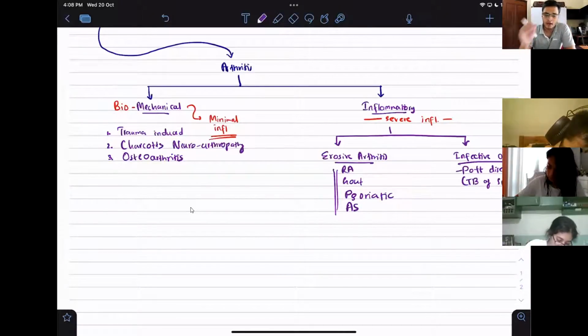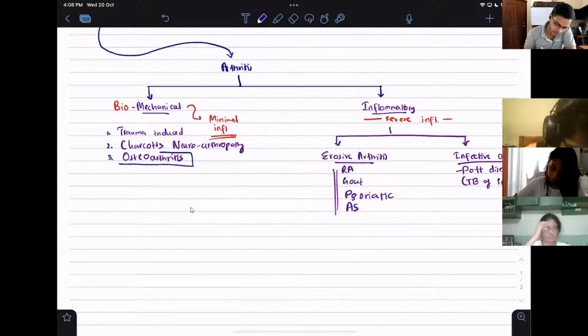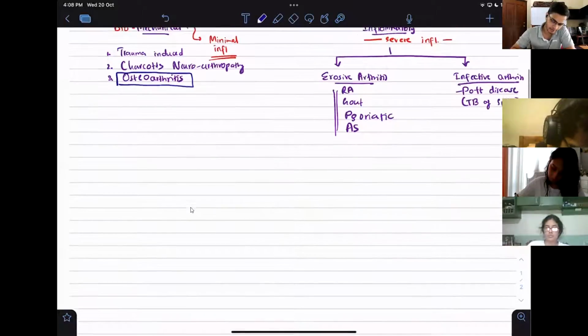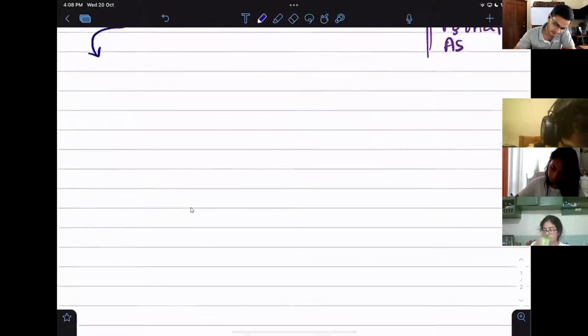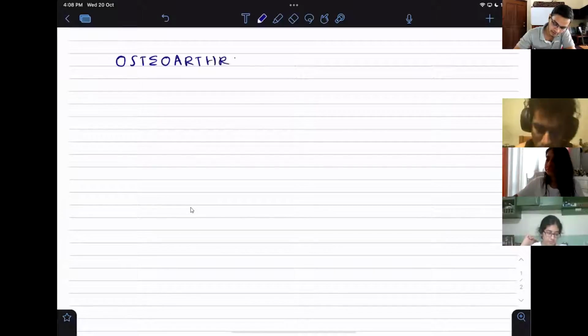Okay. Now, osteoarthritis. This is today's topic, guys. This is what we are going to dive into. Write this in big letters. Let's take this. Osteoarthritis.